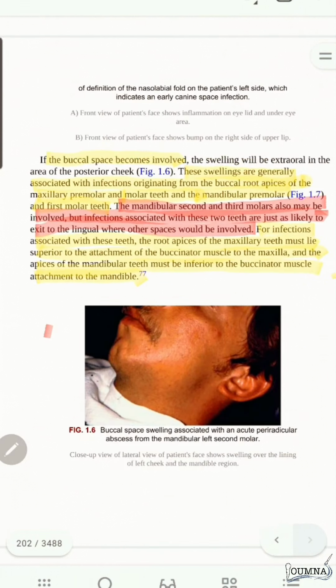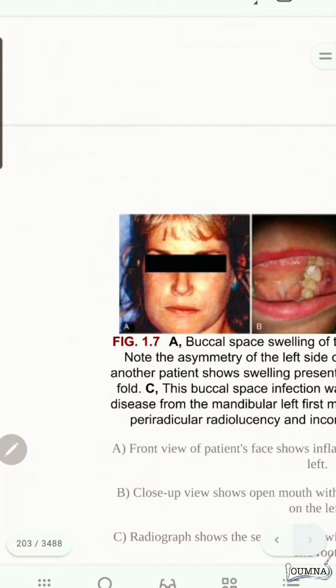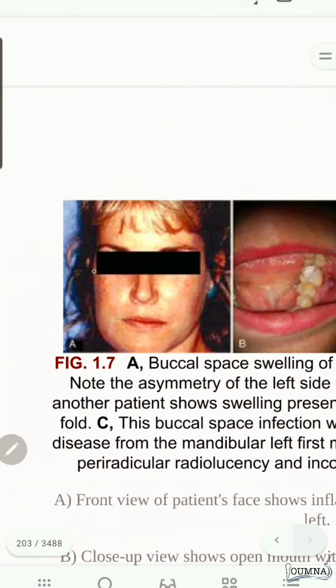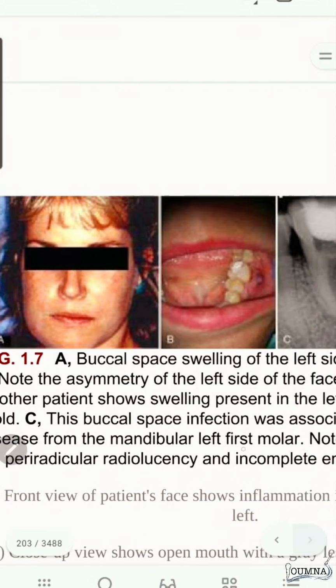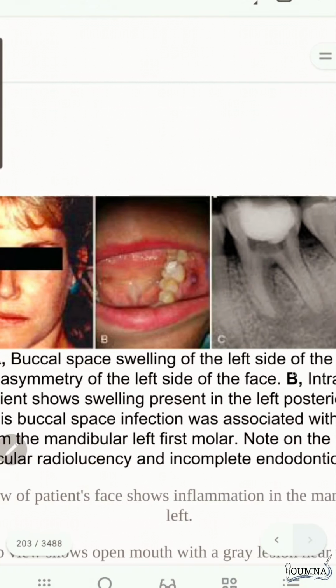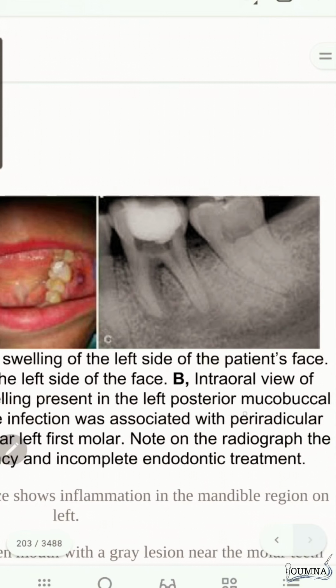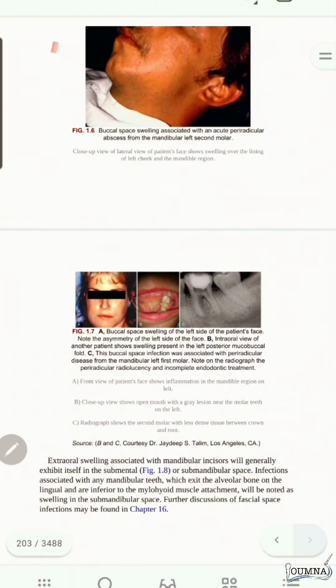As for the buccal space, it is usually connected to the maxillary teeth, whether they are the premolars or the molars. Upper or lower does not matter, and it is associated with the mandibular first molar in particular. As for the second and third molar, usually their extrusion is in the lingual space. Here we can see the patient with an infection in the buccal space. When we examined intraorally, we saw that the first molar was the source of infection. After radiographic examination, we can see that the first molar was involved and a lesion is present.